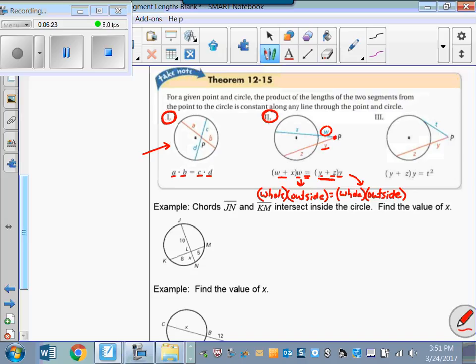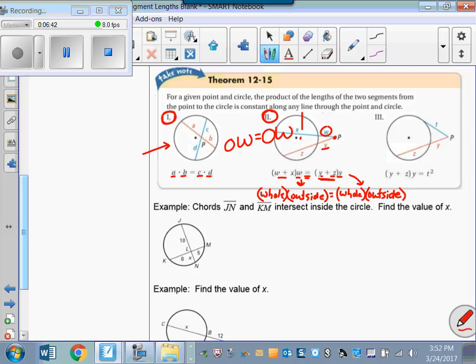Okay, so what you really have is the outside times the whole equals the outside times the whole, and I like to remember that just like this. Ow, ow. You find this painful? Well, think of it that way. Ow, ow: outside times the whole equals outside times the whole.